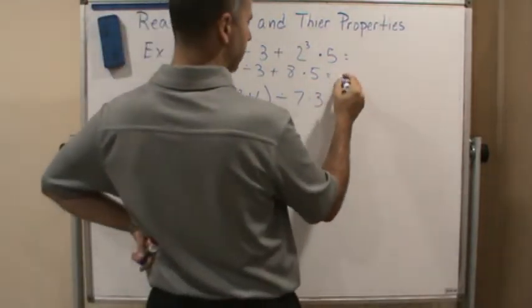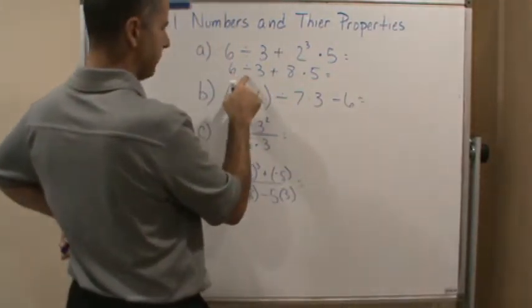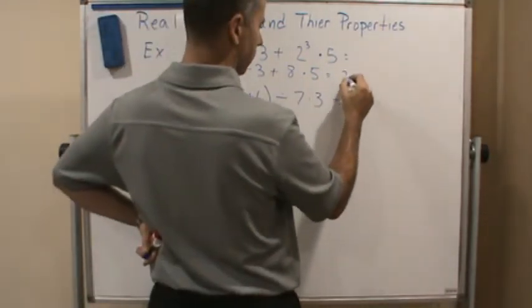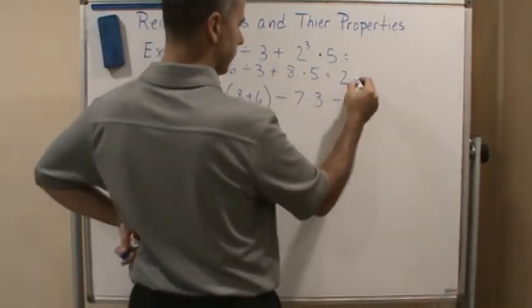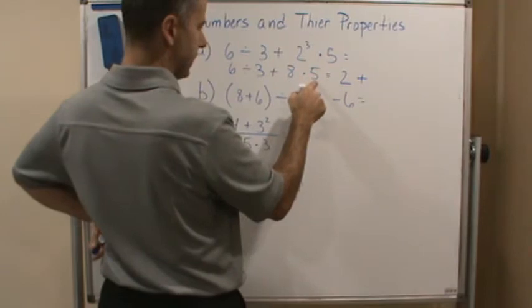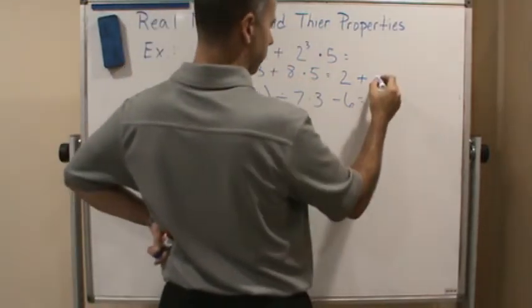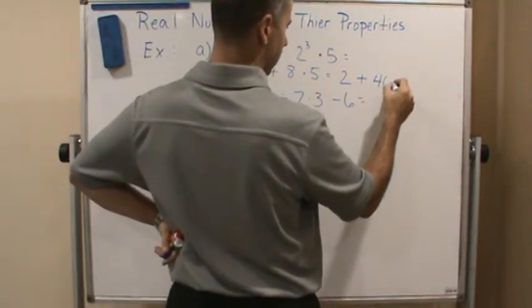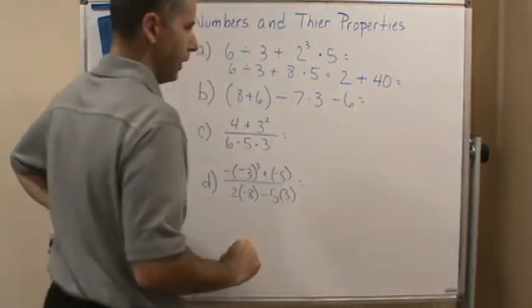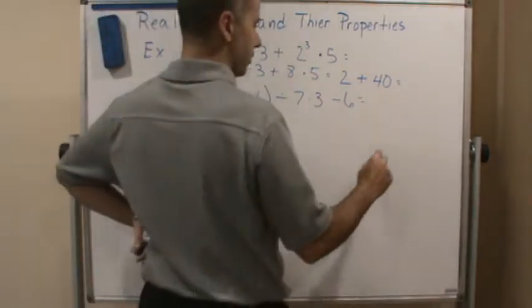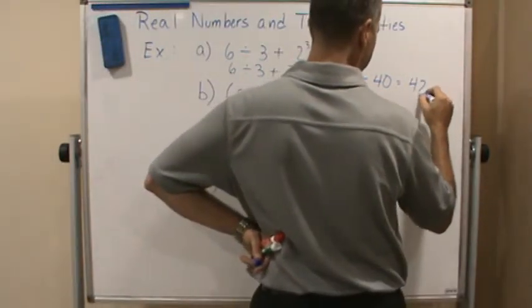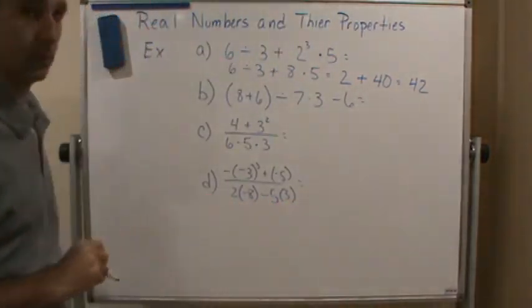So that means, what am I going to get? Well, 6 divided by 3 is 2, plus 8 times 5 is what? 40. And so now I get 42. That is the correct answer, 42. Okay, that's it.